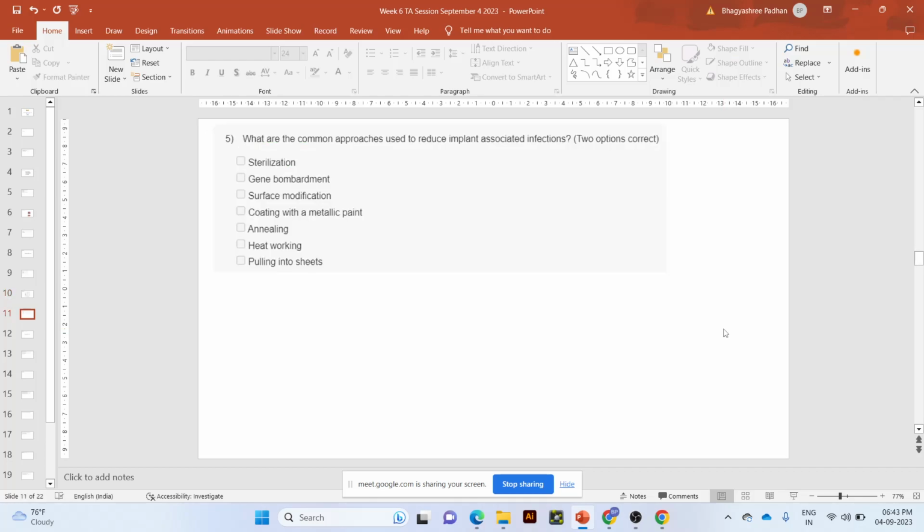The next question is, what are the common approaches used to reduce implant associated infections? Sterilization, gene bombardment, surface modification, coating with a metallic paint, annealing, heat working, pulling into sheets. So the correct options are sterilization and surface modification. Sterilization is the basic approach that is used in most surgical processes of introducing implants in the body, where the implants are sterilized. That kills most of the bacteria.